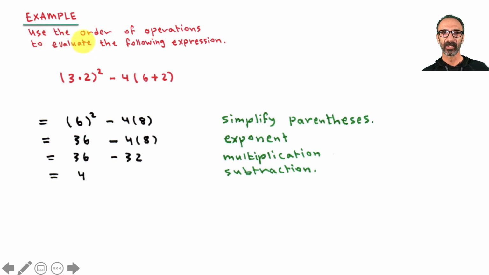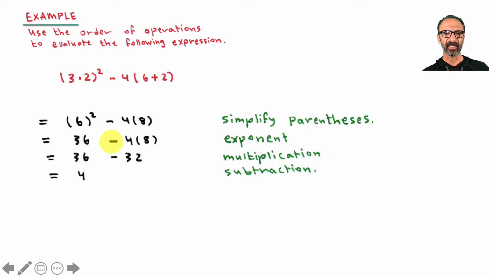So here we go. Use the order of operations to evaluate the following. Now, we have a set of parentheses right here, and a set of parentheses right here, or grouping symbols. So we take care of them. 3 times 2, that's not 3.2. 3 times 2, that's a 6. 6 plus 2 is 8. Then I'm going to take care of the square. I'm going to use the exponent, make it 36.